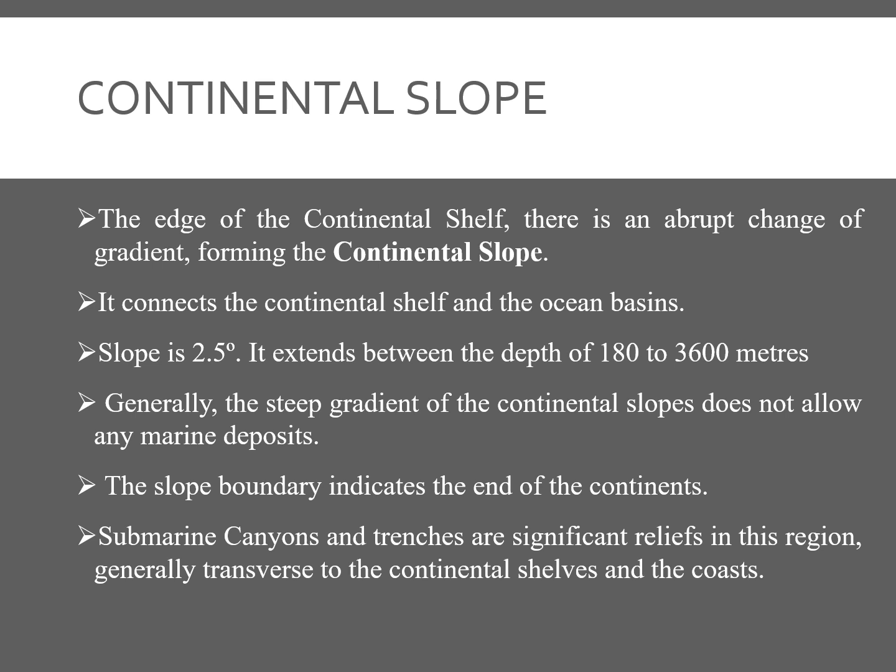Moving on to the continental slope, which is a sloping region beyond the continental shelf. There is an abrupt change of gradient at the continental shelf, which is called the continental slope. It connects the continental shelf and the ocean basin. The slope is 2.5 degrees or more. It extends between the depth of 180 to 3,600 meters. The steep gradient of the continental slope does not allow any marine deposits. It indicates the end of the continents. Submarine canyons and trenches are significant relief features in this region, generally traversing the continental shelves and coast.